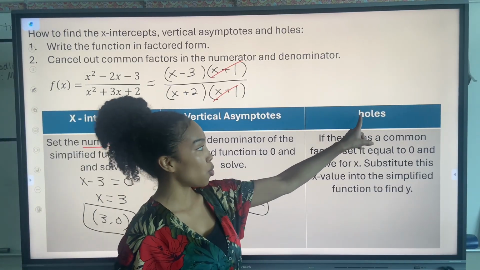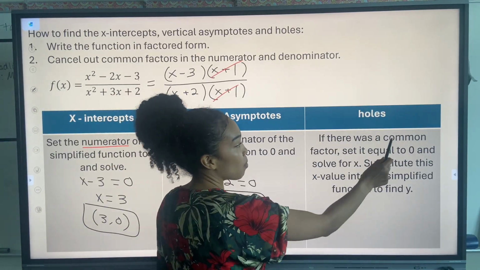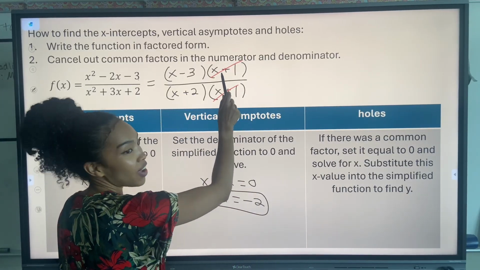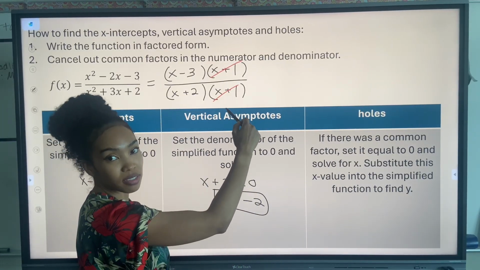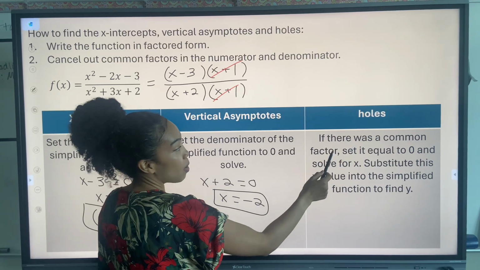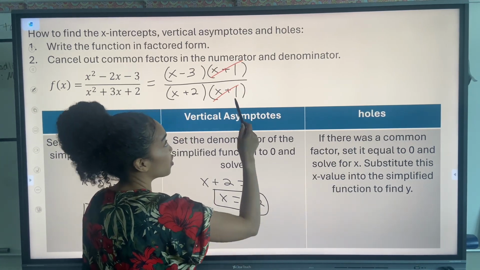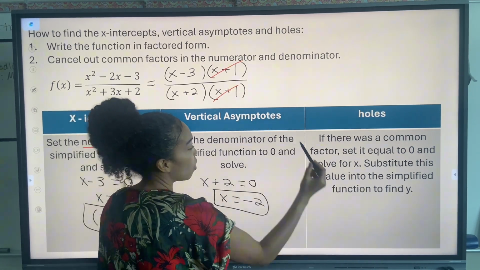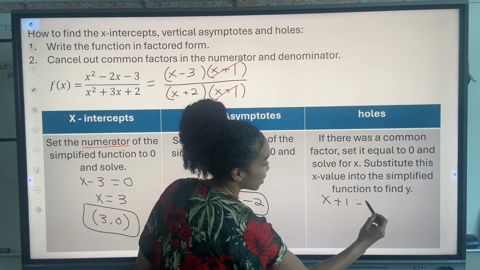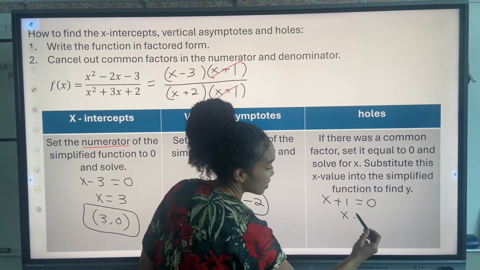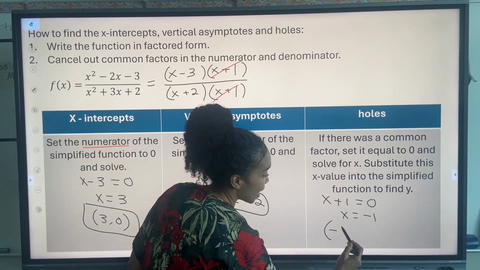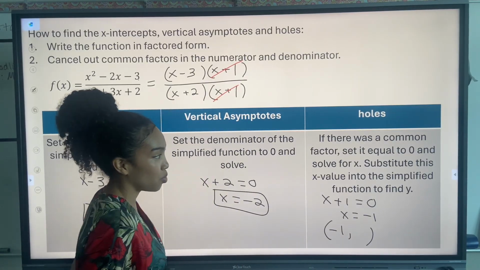Next, holes. If there was a common factor, so we did have a common factor, we canceled out the x plus 1s. So if you have a common factor, you set it equal to 0 and you're going to solve. So what I canceled out was x plus 1. Set it equal to 0 and solve. You get x is -1. That is the x value of the hole.